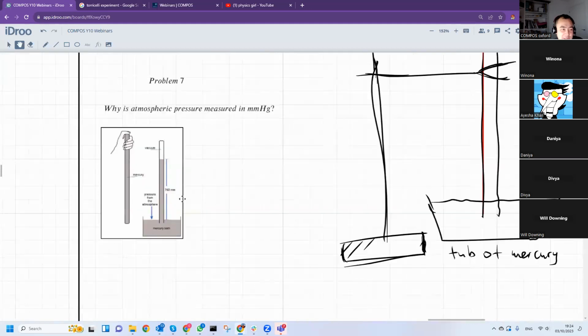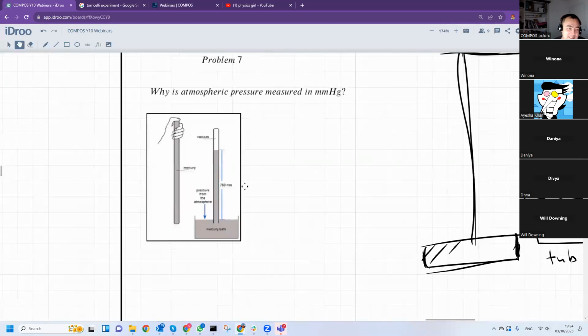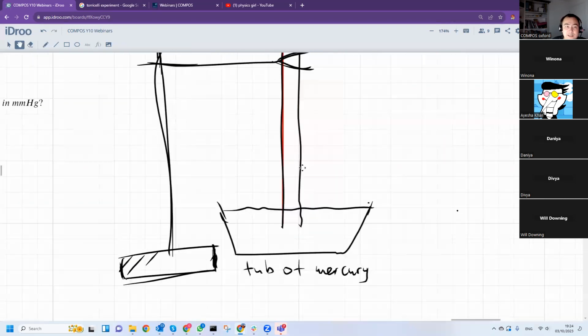So the Torricelli experiment. Let's see what's going on here. If you take a very long beaker of mercury, and you put it upside down into a mercury bath, the mercury will stop at a level of 760 millimeters approximately, and this would be vacuum. So how does that work?